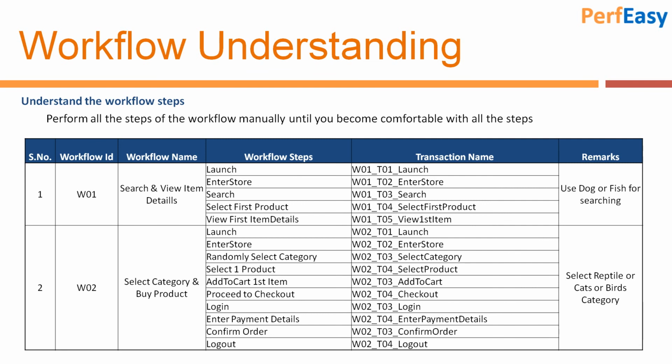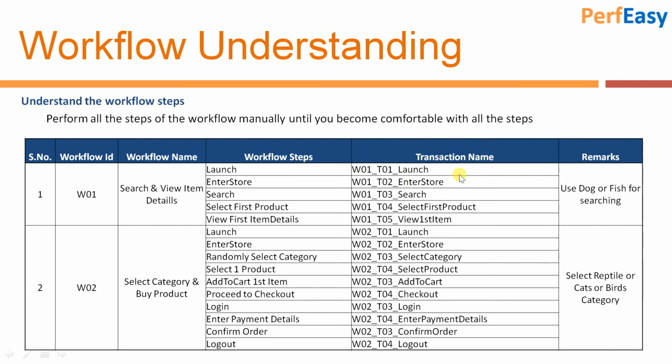Here the information that we have is, first, the serial number, then a workflow ID. We have search and view item details as the first workflow name, then the second workflow is select category and buy flow, and these are the steps for those specific workflows. For example, for search and view item details, which is workflow 01 or W01, the steps are launch, enter store, then we do a search on the application, then we select the first product, and we view the details of the first item.